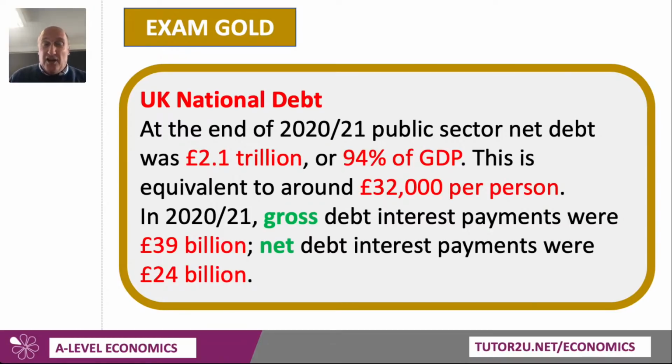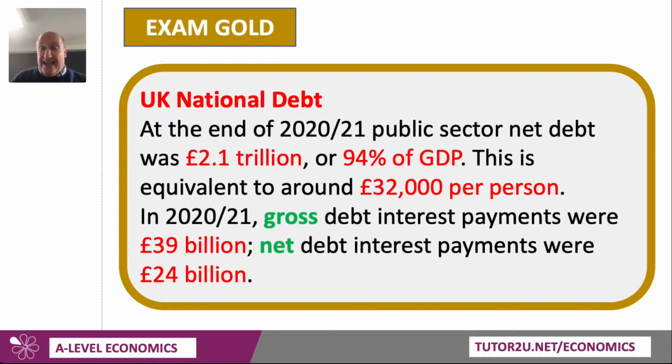But it's basically gone up from about 85% to 95% of GDP. It's pretty large. It's about £32,000 per person. Crucially, and this is a stat which I think you can genuinely use in evaluation, based on that figure, the government was spending about £800 million a week just in interest.